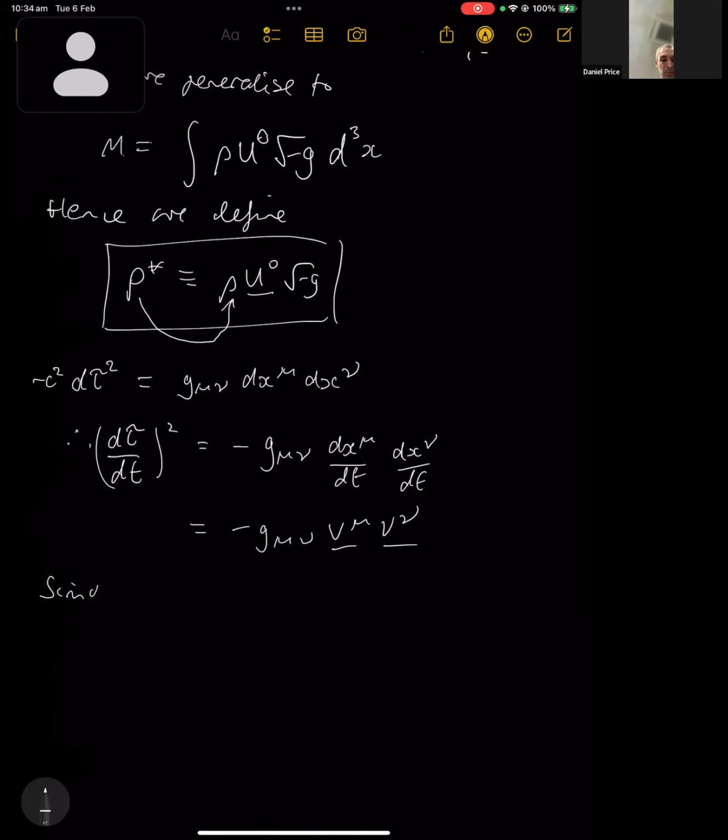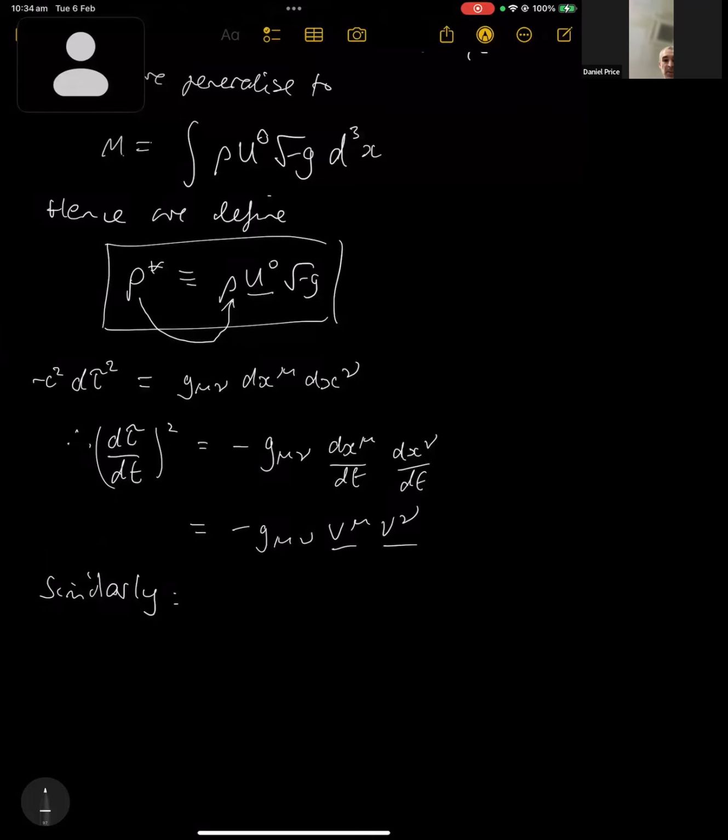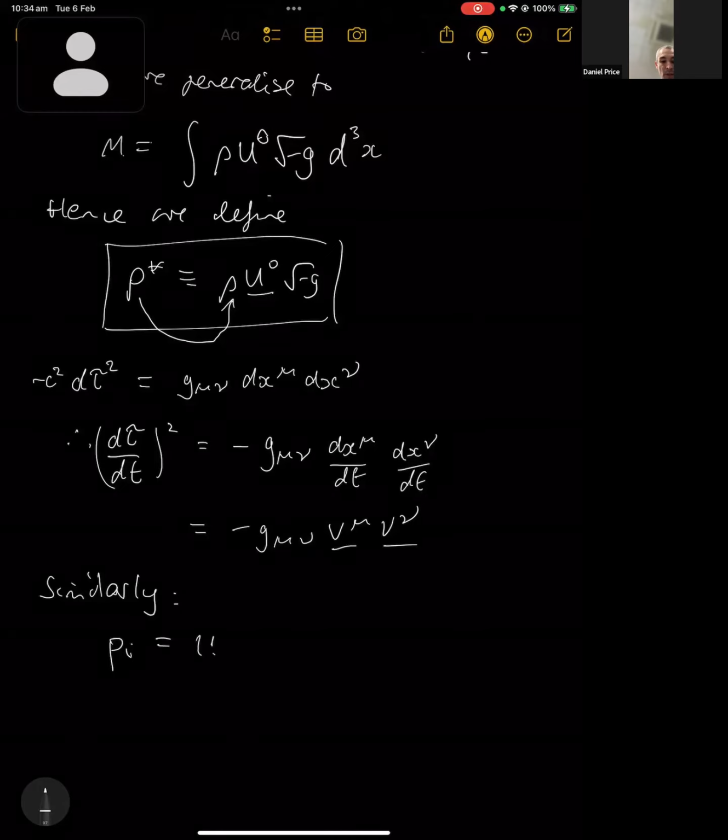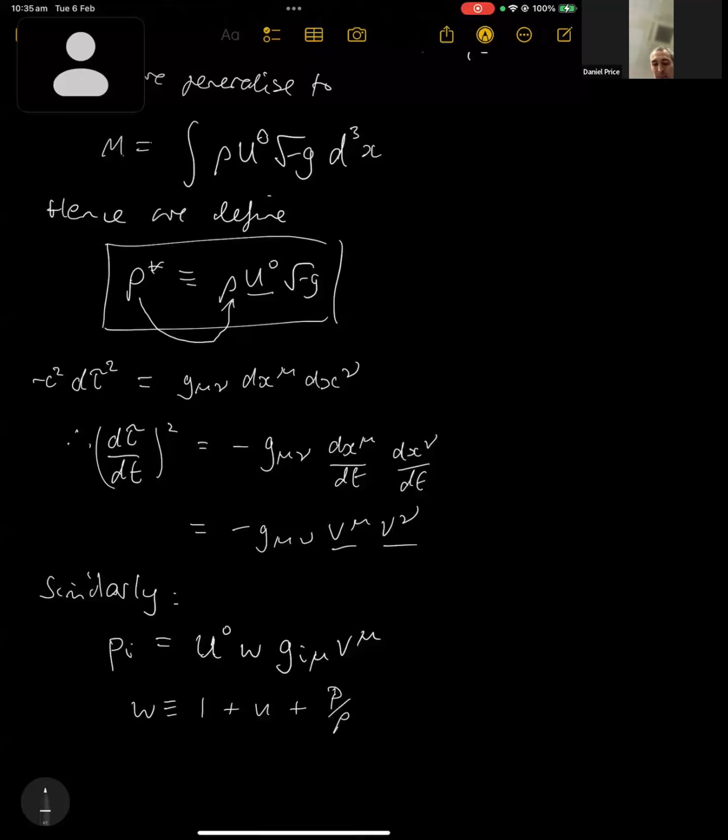So similarly, and I'm going to skip the details of how we get to these variables, but it's the same kind of principles as with the mass. So the conserved momentum is U naught, W, and I'll explain W in a second, g i mu, v mu. So it has to be a lowered variable. So W is this enthalpy variable, which is 1 plus the internal energy per unit mass, plus P on rho. So you can already see there's a bit of a problem there too.